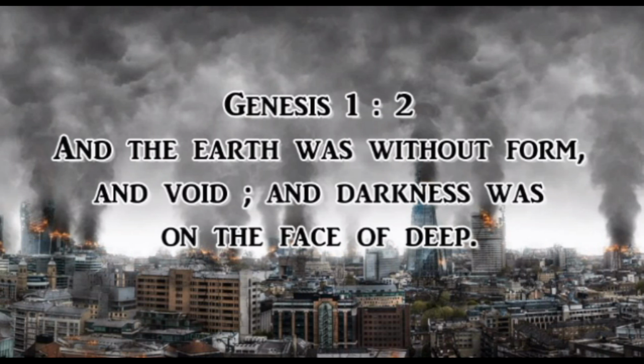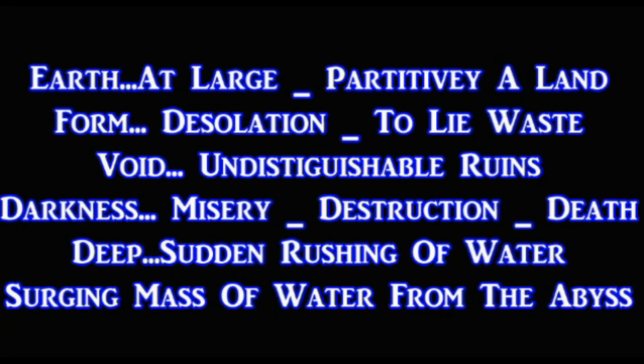So I went into the concordance, and here's some of the interpretation. Earth means at large, which means a small part of a larger piece of land. This one also means a partial piece of land. And then the word form means desolation and to lie waste. And then void means undistinguishable ruins. Then you have darkness, means misery, destruction, and death. Then you got deep, sudden rushing of water, and also can mean surging mass of water from the abyss.